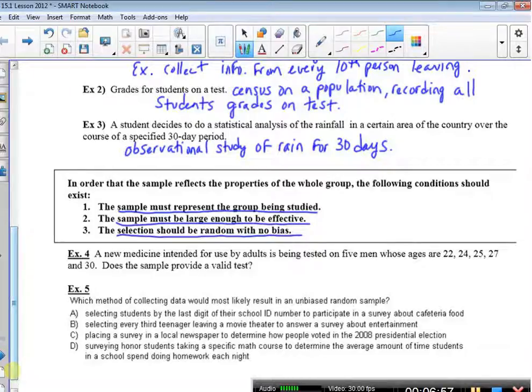So, a new medicine intended for use by adults is being tested on 5 men whose ages are the following. Does the sample provide a valid test? I would say no. The test is too small, or it uses too small of a sample group. So I'm going to change that.